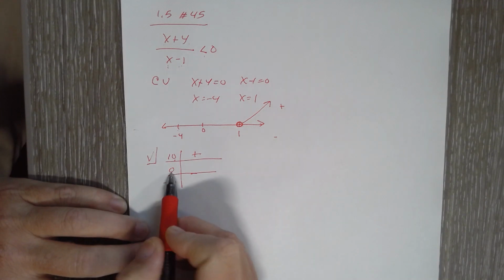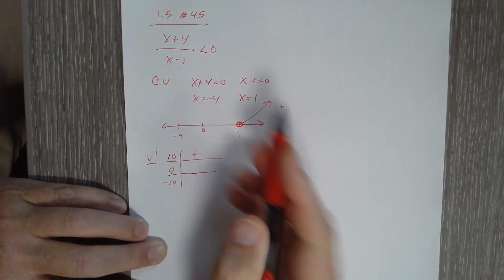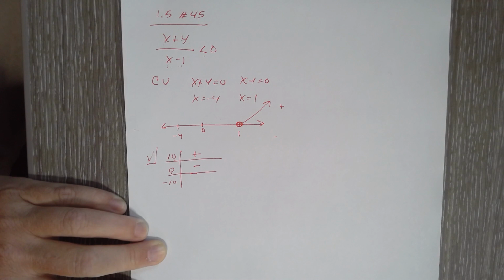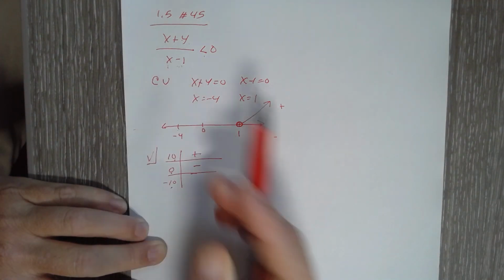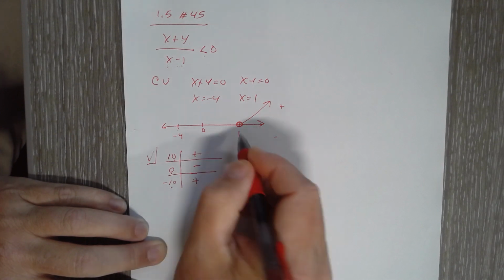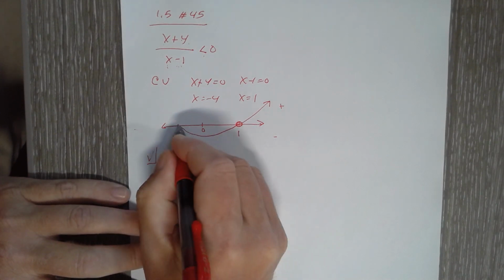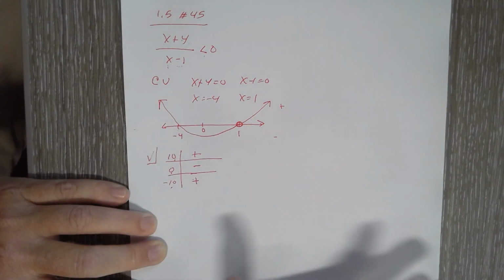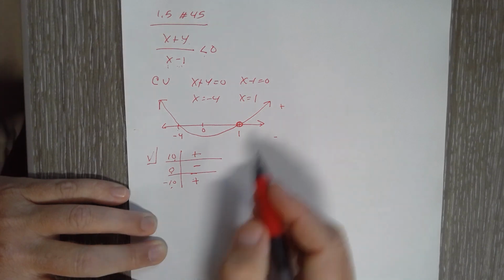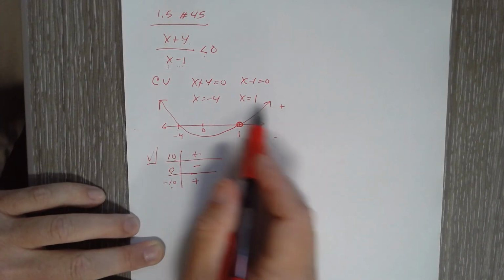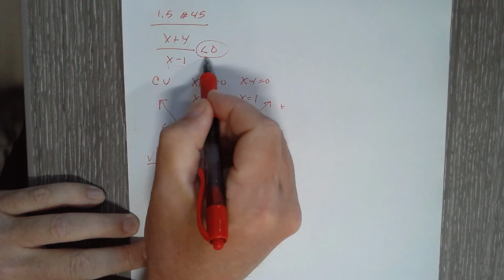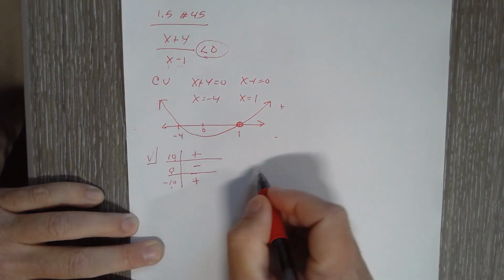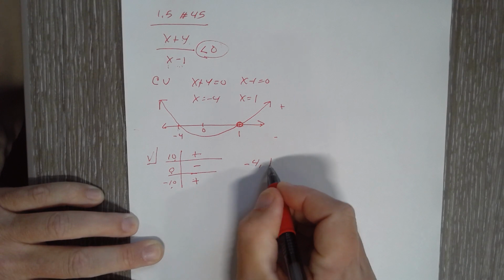When I put 0 in, I get 4 over negative 1, so that's negative. And when I put negative 10 in, I get negative 6 over negative 11, negative over negative is positive. So that tells me, in general, my graph looks like that. Now don't think it's actually a parabola, because it's not. But what it does is it allows me to see what these solutions are. I only care where it's less than 0. So I only care from negative 4 to 1 are my values.